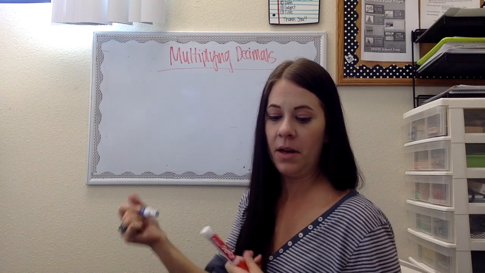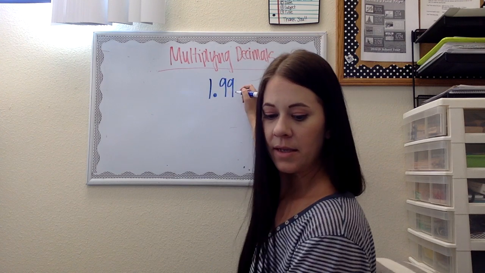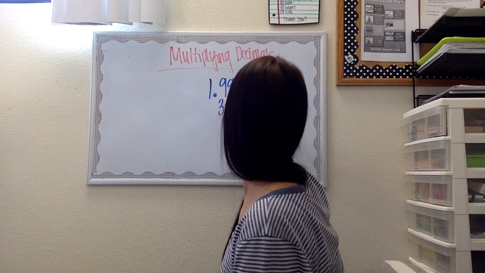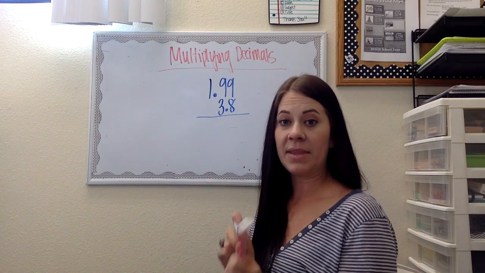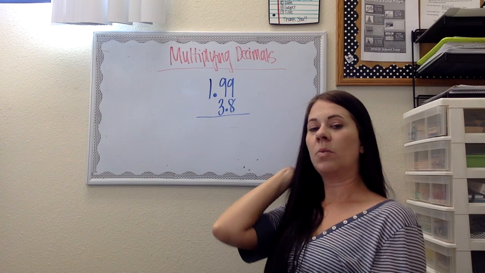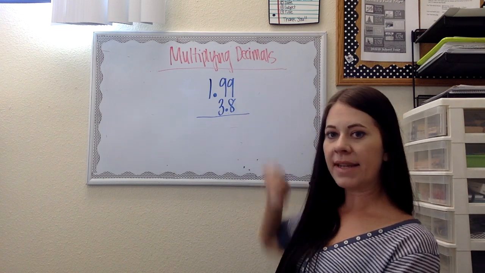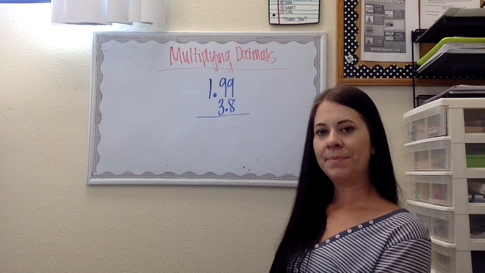Why don't you try this one by pausing the video and see if you can do it on your own. Notice, this is that first one that really doesn't line up at the decimals because it didn't have the same number of decimal places. So what you want to do is line it up to the right. Why don't you pause and try this problem?